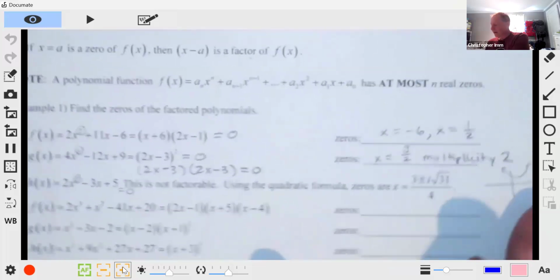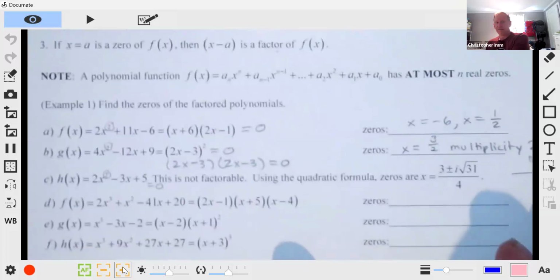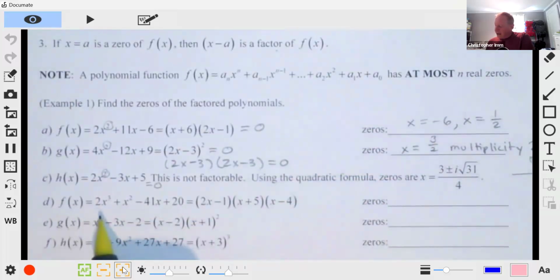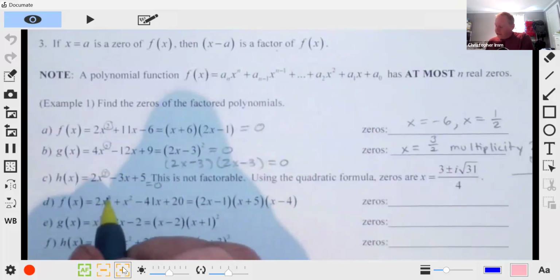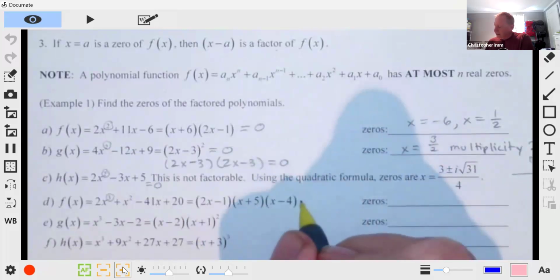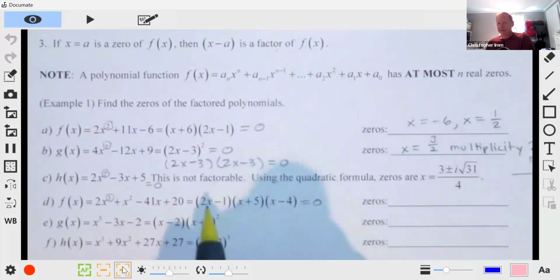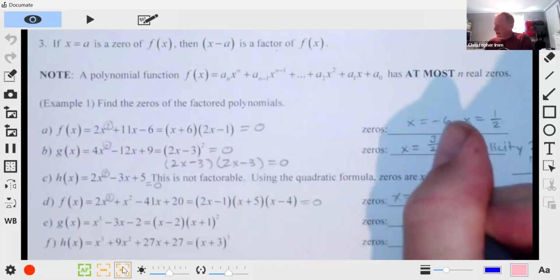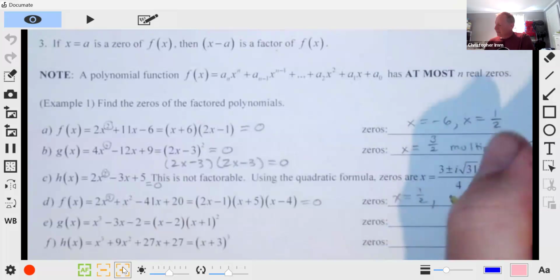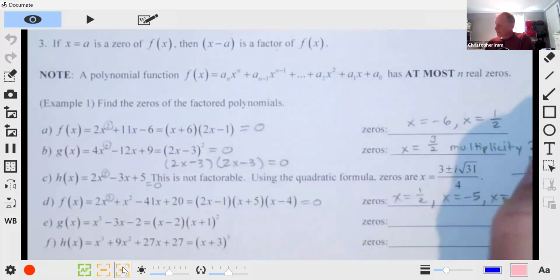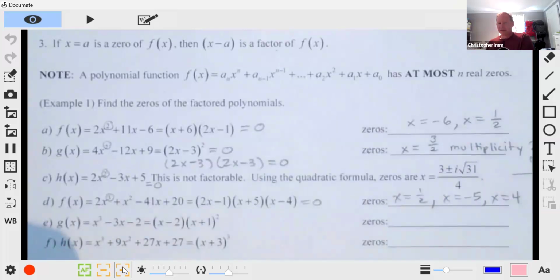Let's look at these others. D, we have this cubic now, so we should get 3 zeros, and this factors into 3 distinct factors. We set each one equal to 0. This would give us plus 1 divided by 2, so x is equal to 1/2. x is equal to -5, and x is equal to 4. Those would be the 3 zeros.